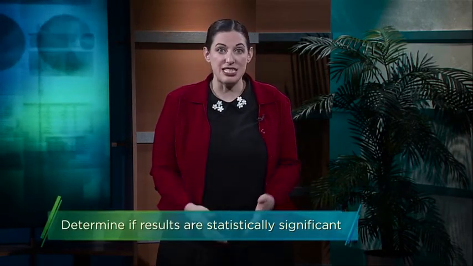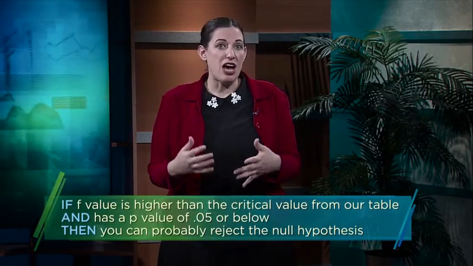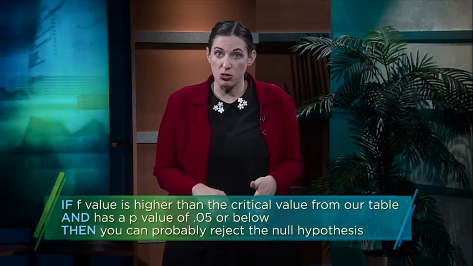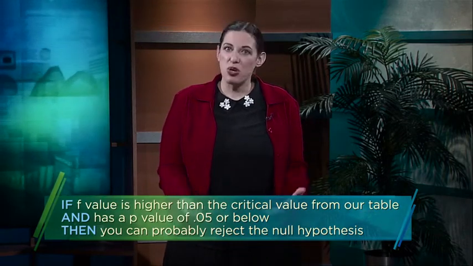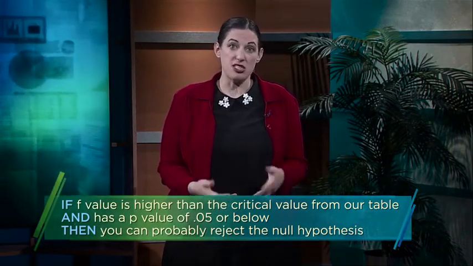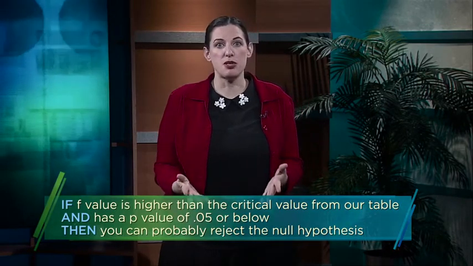If our results pass this test, we still have one more step. We have to see if our results are statistically significant. So look at the p-value that your stats program gives you after doing the test. You'll recall from earlier that the p-value is the term we use for the likelihood that our results are due to chance, and we usually want this to be 5% or less. So if your F value is higher than the critical value from the table, and it has a p-value of 0.05 or below, then you can probably reject the null hypothesis. You've found a difference between groups.